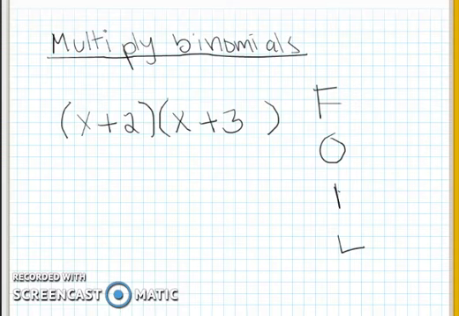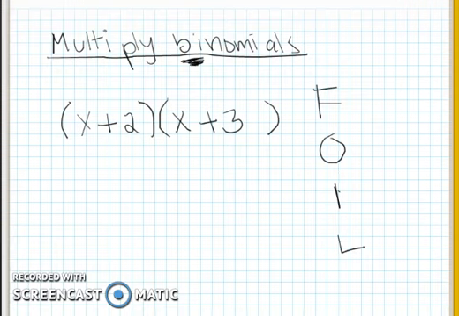Welcome to your FOIL video. It has nothing to do with tinfoil, or aluminum foil, or aluminium foil, however you might say it. But this is all about multiplying binomials. Again, binomials, we have the prefix bi, which is 2, and this is an example. X plus 2 is a binomial, and x plus 3 is also a binomial. They're made up of two terms, and they're multiplying each other.